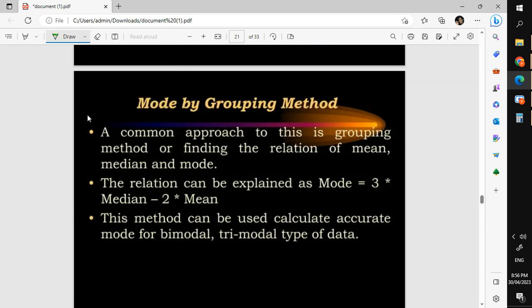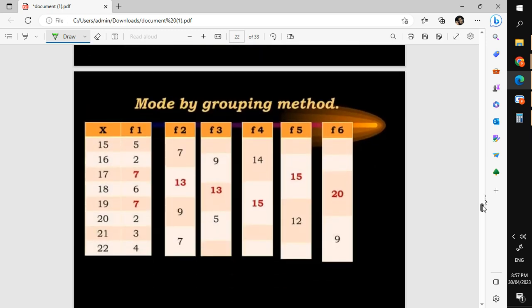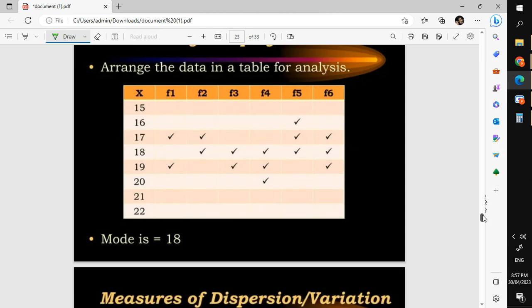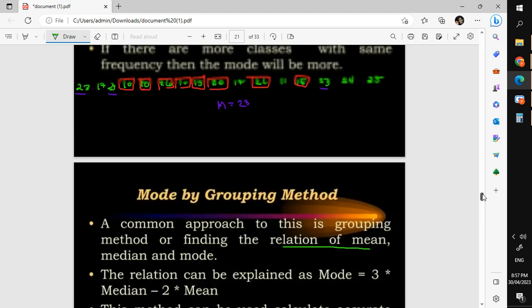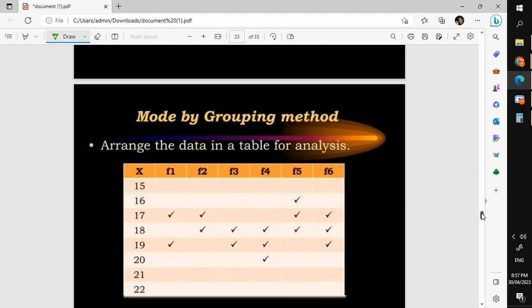Okay, now a common approach to this is grouping method or finding the relation of mean, median, and mode. The relation can be explained as ang mode nato daw is just equal to 3 times the median minus 2 times the mean. This method can be used to calculate accurate mode for bimodal, trimodal type of data. Okay? Pwede din ninyo ni gamiton sa kanina example.